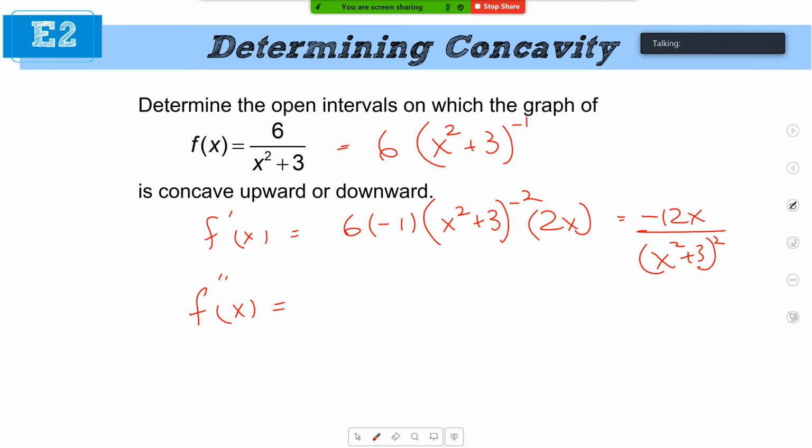Wait, hold on, stop for a second. Note, wait 1 second. Sorry. Notice I'm not finding the critical numbers of the first derivative. I don't care about them right now. I don't care where there's maxes and mins. All we're doing is looking for concavity.